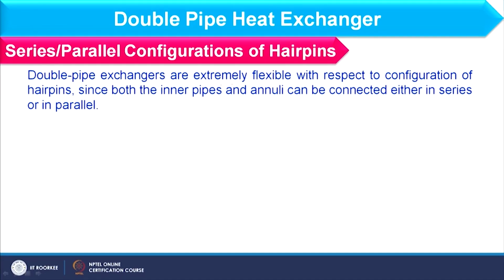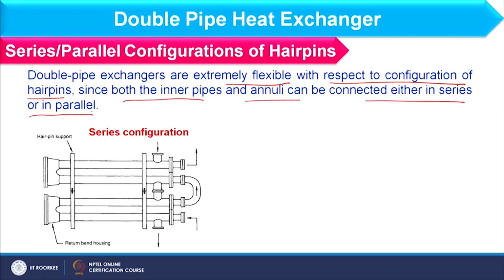So, double pipe exchangers are extremely flexible with respect to the configuration of hairpins, since both inner pipes and annuli can be connected either in series or in parallel. So, how can we connect them? First of all, we will see series and then we will go for the parallel configuration. This is the series configuration, which we also discussed in previous lectures of last week.